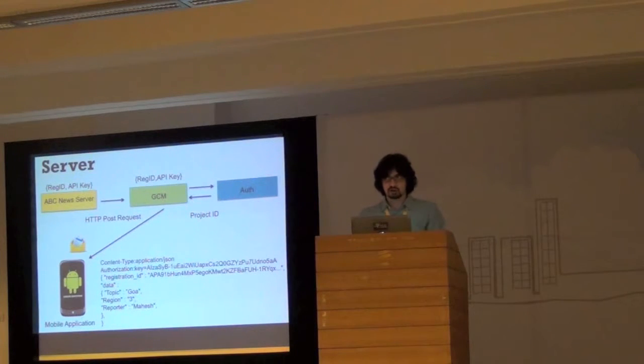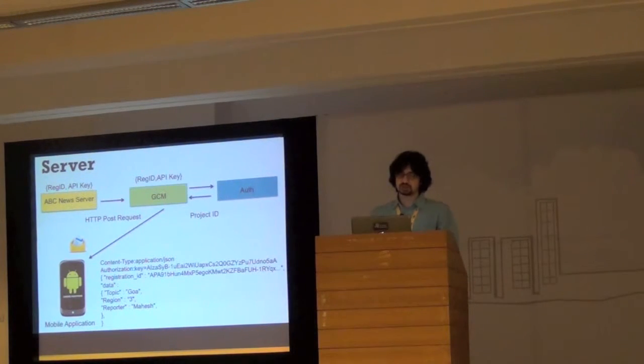So the ABC server, the example which I have taken, sends an HTTP post request. Now we're talking about the server. It sends an HTTP post request, sending the registration ID and the API key to the GCM. The GCM server also checks the authentication, the authorized code, gets the project ID.